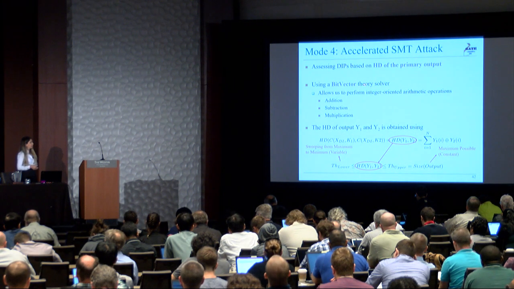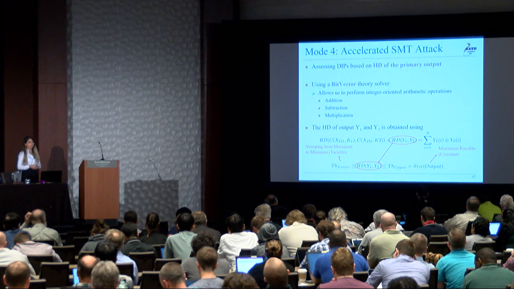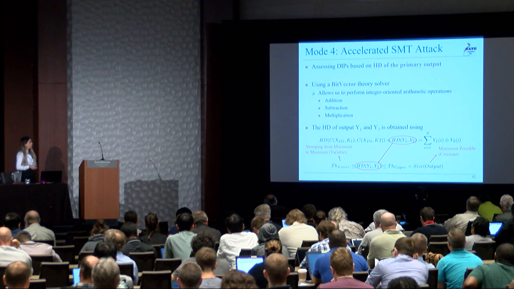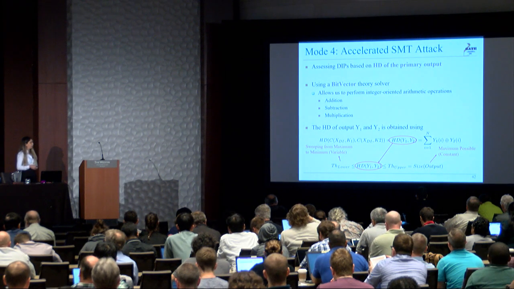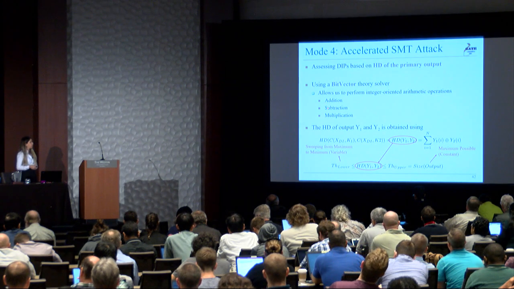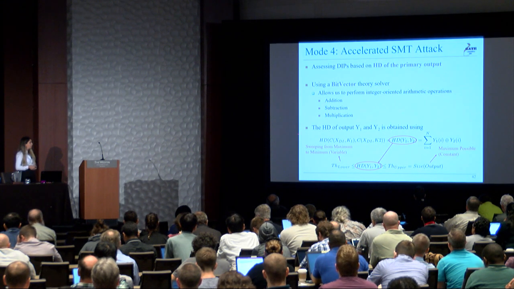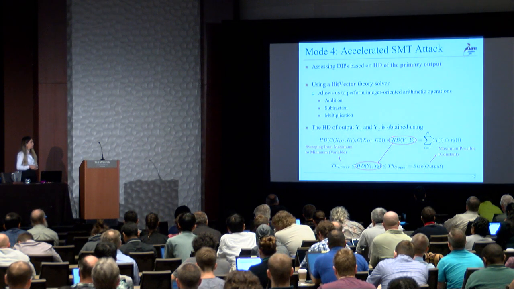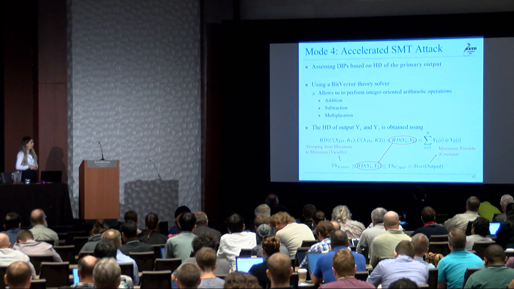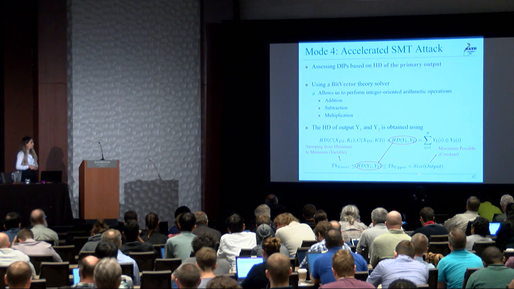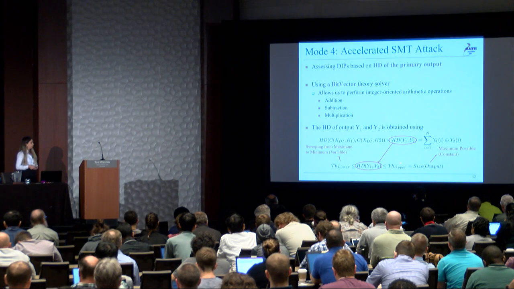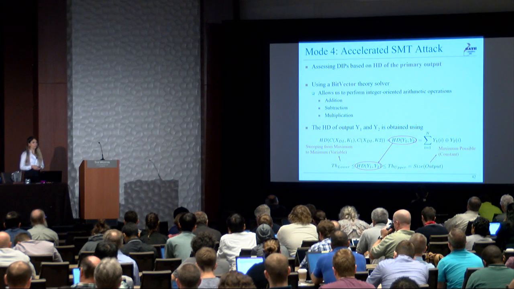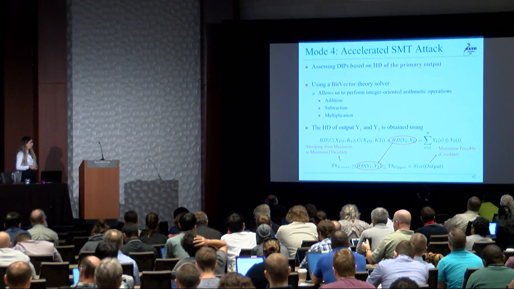Assessing DIPs based on the Hamming distance of the primary output is easily implementable in the SMT solver by using the bit vector theory solver, which allows us to perform integer arithmetic operations such as addition, subtraction, multiplication, etc. The Hamming distance of two different outputs could be obtained from this equality. The higher threshold of the Hamming distance is kept constant, which is equal to the number of output bits, but the lower threshold is defined as a variable, which allows us to sweep the Hamming distance from the highest value to the lowest value, which is 1.